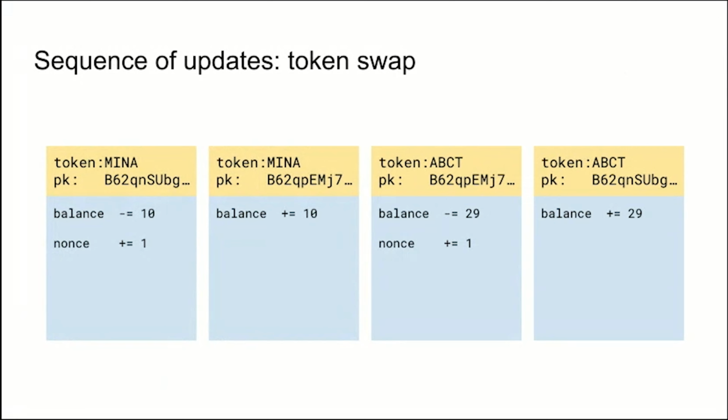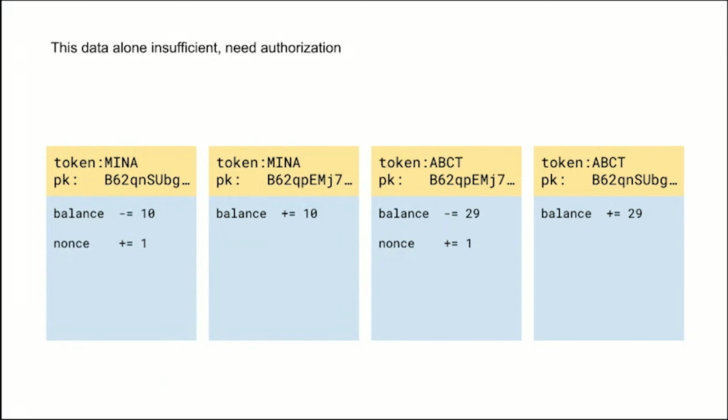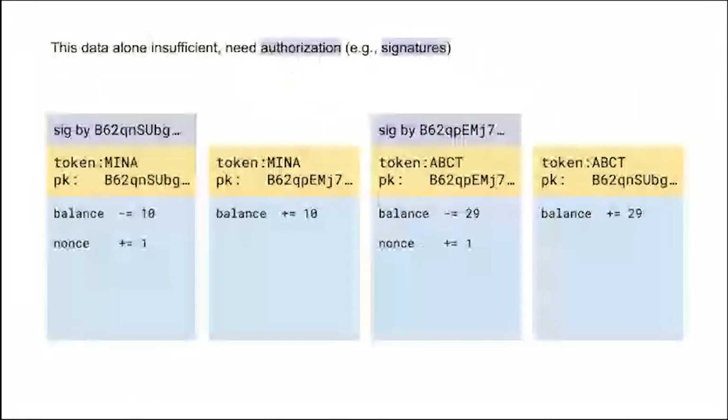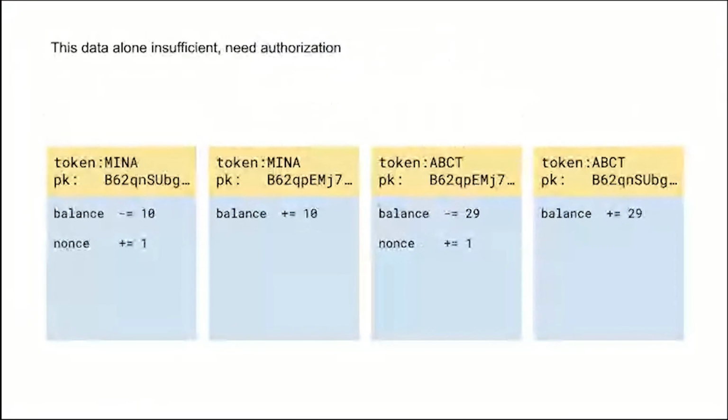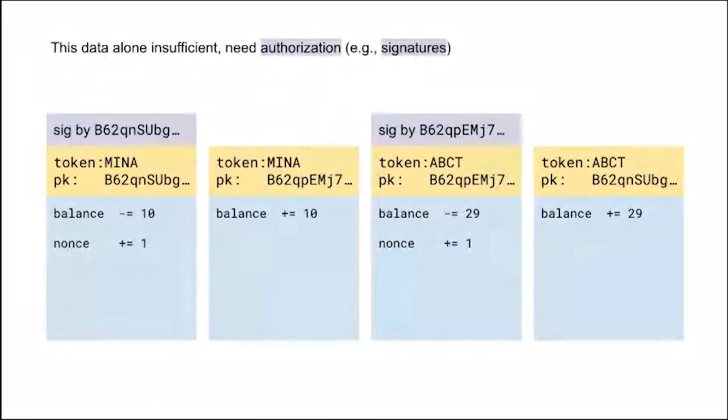But there's a problem with this, because we need some kind of authorization. We don't want to just allow anyone to update any accounts. Probably everyone knows you authorize with signatures. So here's the raw transaction of updates, but then you have to add some authorization. Each update has some authorization attached to it. For the senders, we have signatures, and for the receivers, we have nothing. There's no authorization needed to receive funds, typically.